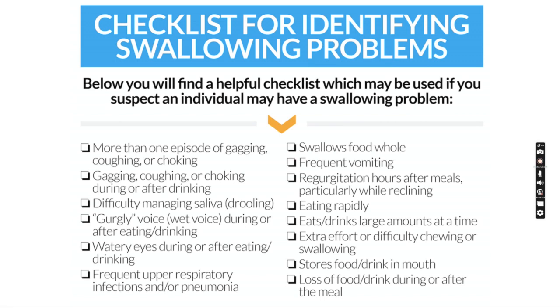And then in cases of frequent upper respiratory infection, the patient may have problems like frequent vomiting or regurgitation, eating very rapidly or eating or drinking a large amount at a time, and extra effort or difficulty in chewing or swallowing. They have problems in storing food or drink in the mouth, or they may have loss of food or drink during or after the meal. So if you find any of these problems in a patient, then that can be a case of swallowing problem, or you can say dysphagia.